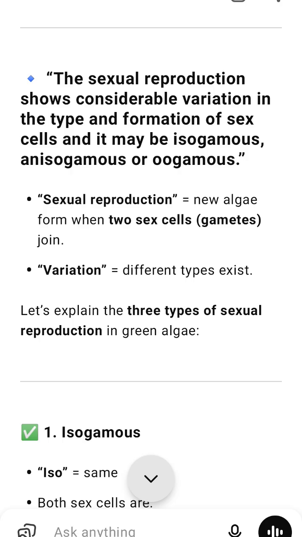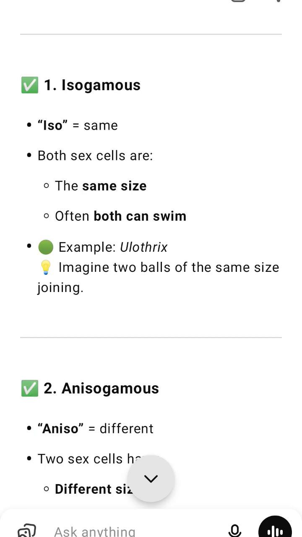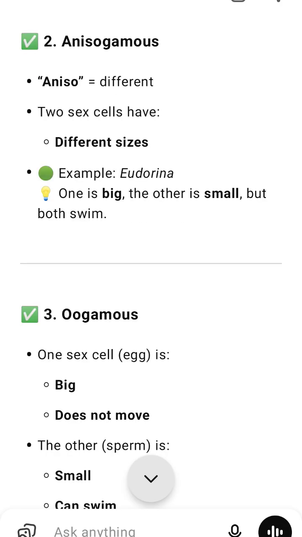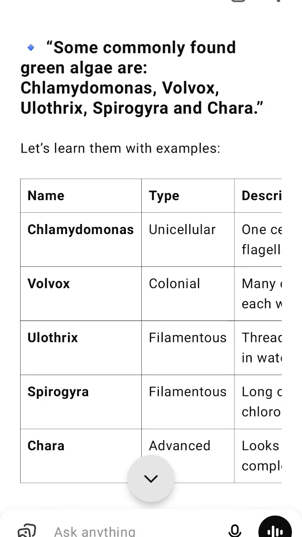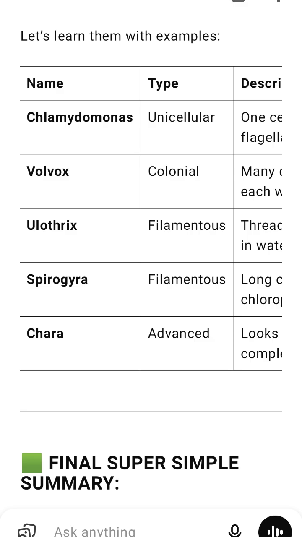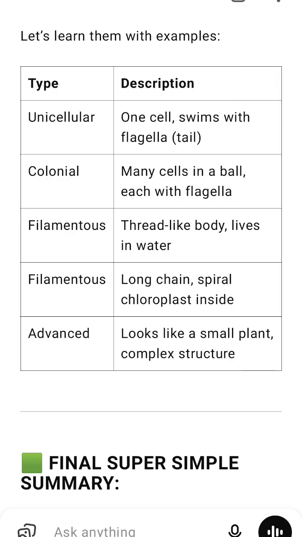5. Reproduction. How green algae multiply. They can reproduce in 3 ways. A. Vegetative reproduction, without making spores or gametes, happens by fragmentation. The algae breaks into pieces, and each piece grows into a new algae. B. Asexual reproduction. They produce tiny swimming cells called zoospores. These zoospores are formed in sacs called zoosporangia. Zoospores have flagella, tiny tails that help them swim in water.